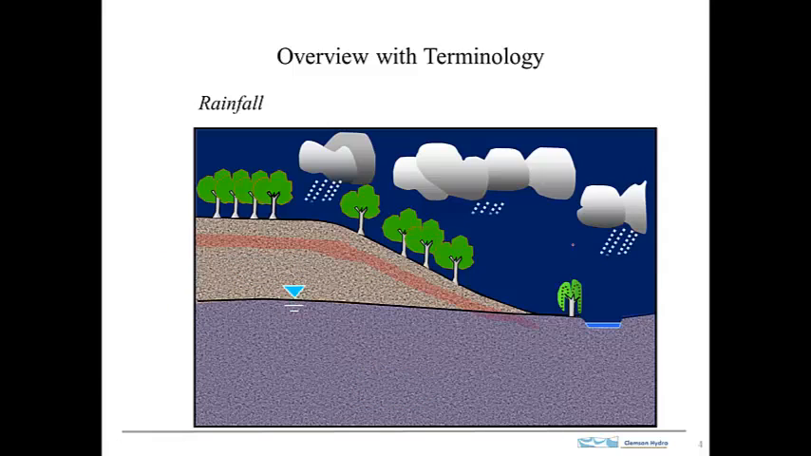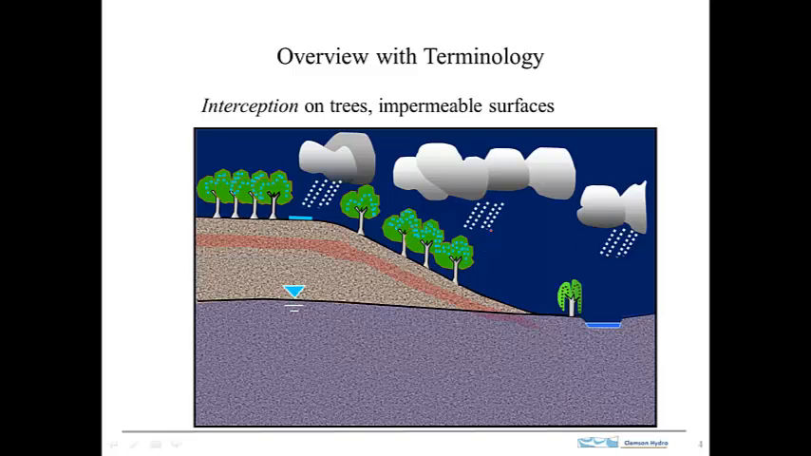So we start here with some rain, and the first thing that happens to that rain is that in our scenario there are some trees, and the rain lands on the leaves of the trees and is intercepted by the leaves, and it never reaches the ground surface. This will be important because this water will never get into the subsurface, so it'll never really be in play in the hydrologic cycle that we're interested in, which involves interaction with the subsurface material.